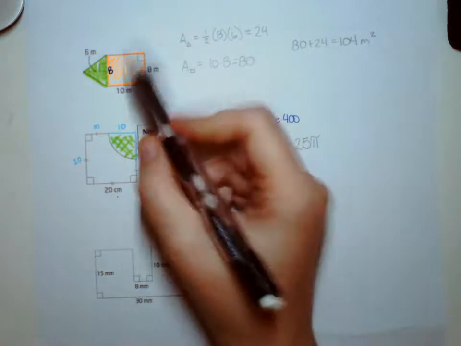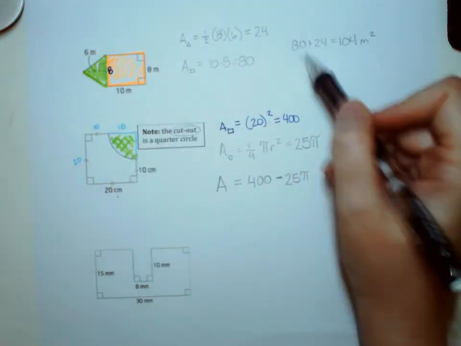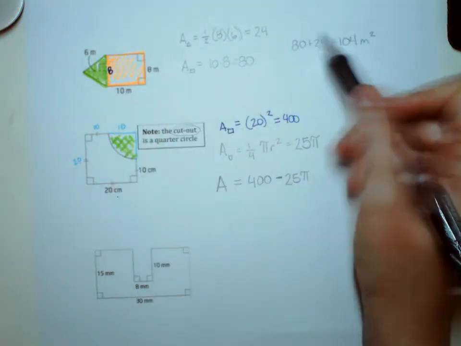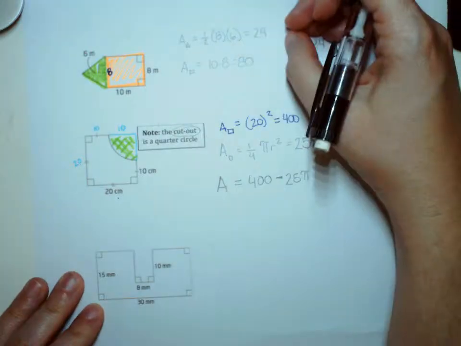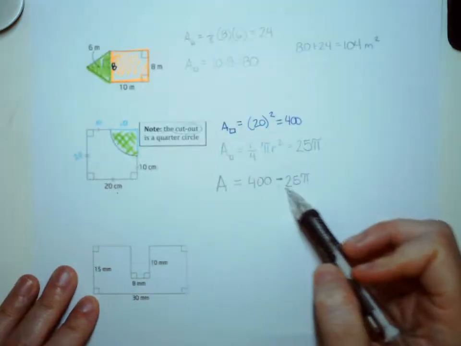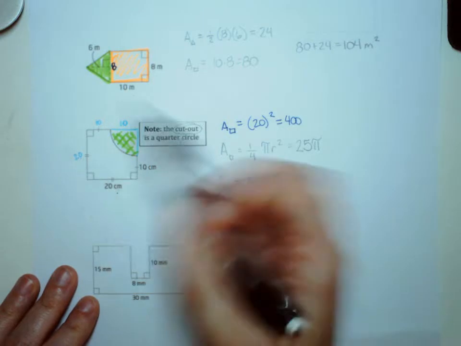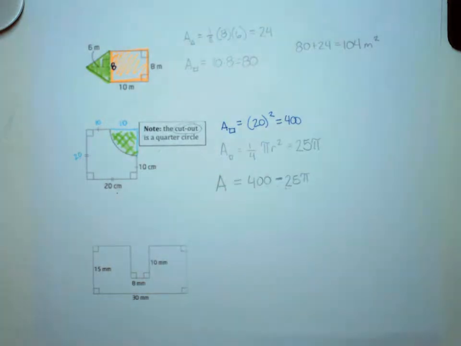Okay, so if you're adding on to, you take the areas of each part and you add them. If you're cutting out of, you take the areas and you subtract them. Make sure you're always doing the big, the total, minus what's missing.